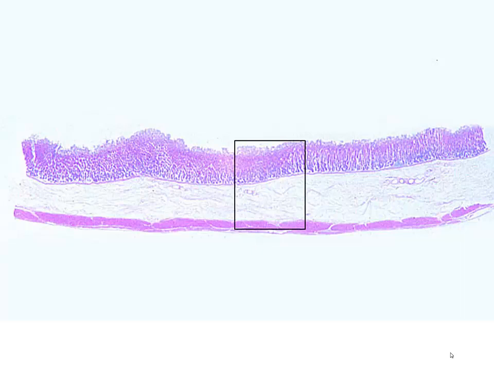And once again, as we look at this low mag shot, we can recognize the mucosa of the stomach with all of its gastric pits and deep gastric glands extending down to the muscularis mucosa. We have the submucosal layer and then our muscularis externa.